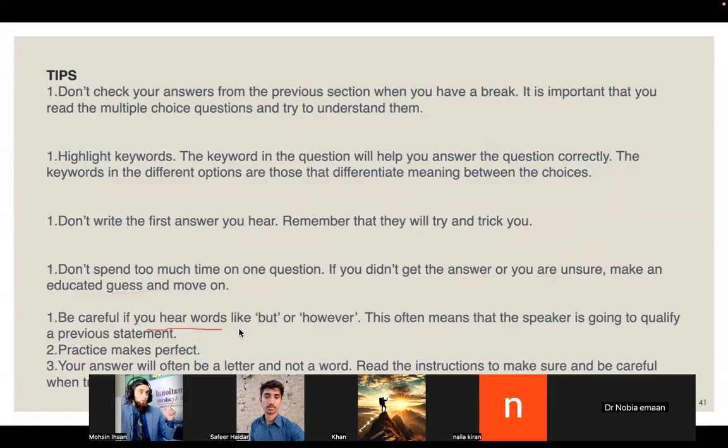Be careful if you hear words like but or however. Again, this means the speaker is going to qualify a previous statement. What does this mean?